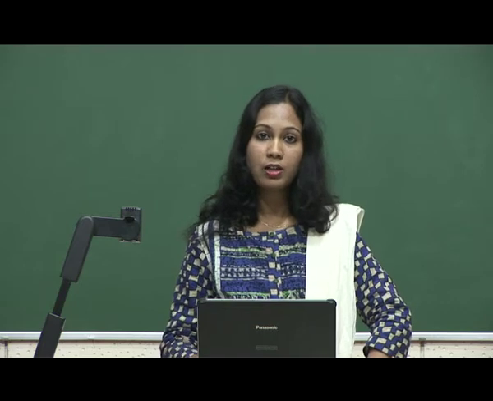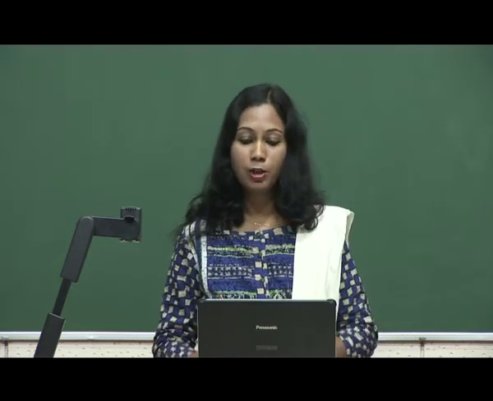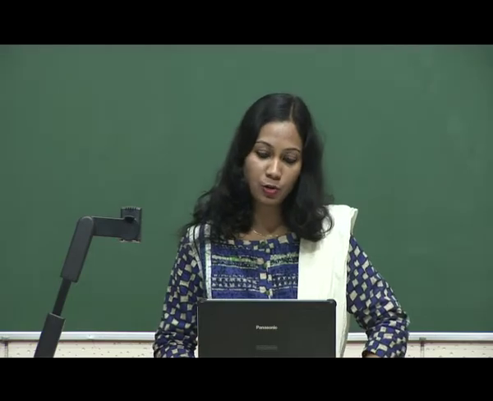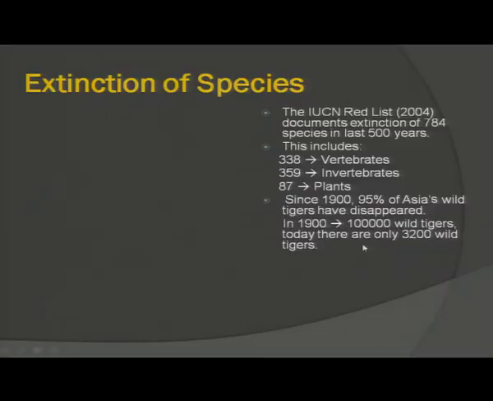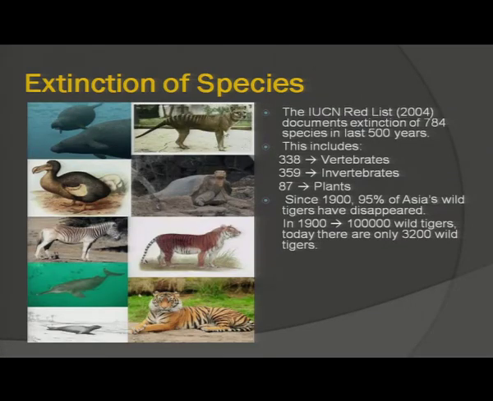In India, Project Tiger was launched in 1973 to conserve the tigers which are present, and it has considerably helped in reducing the number of their extinction. In 1900, there were about 1 lakh wild tigers, and today there are only 3200 wild tigers in the world all over. Here you can see the pictures of those species which got extinct in the last 500 years.